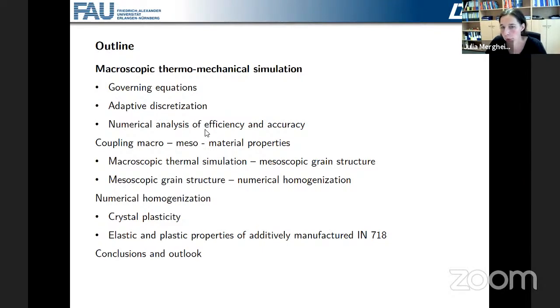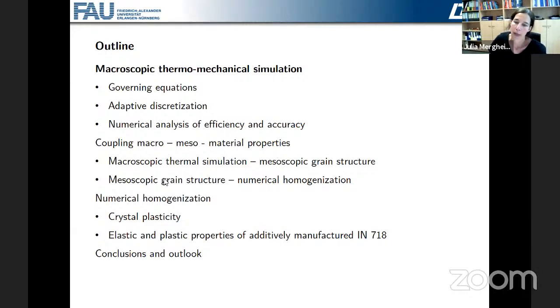So in terms of different numerical parameters and also some modeling assumptions. Then I will show how we can couple this macro simulation to the mesoscopic simulation of the grain structure. And furthermore, how the mesoscopic simulation of the grain structure can then be used as an input for the numerical homogenization framework to obtain finally the macroscopic properties of the additive manufactured material.